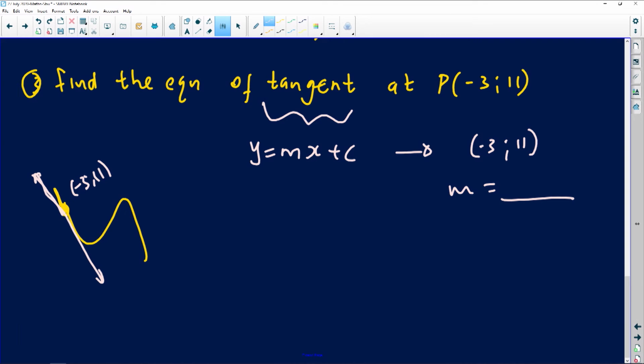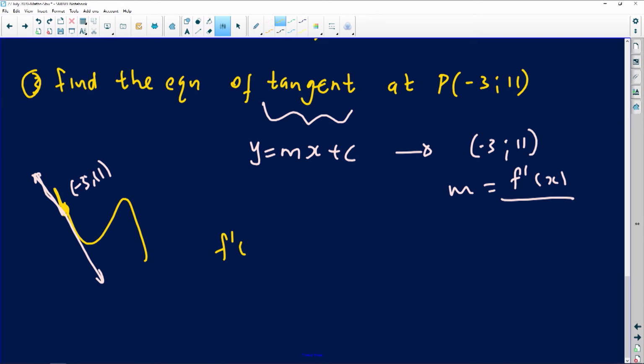If they only gave you x, you can substitute this x into the defining equation. You'll get the corresponding y value, which must be 11 according to this particular question. Now, the only thing we are missing here is the gradient. Now, the question is, how do you find the gradient of a tangent to a curve at any given x value? Well, you should know that the gradient of the tangent will always be the derivative. So that definitely comes from the derivative of this particular cubic function. So let's go back and find the derivative.